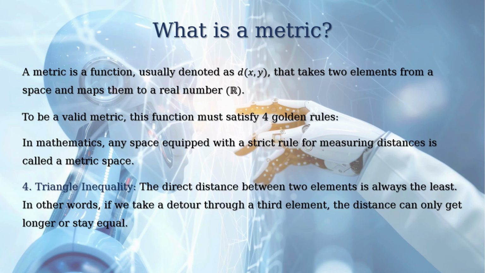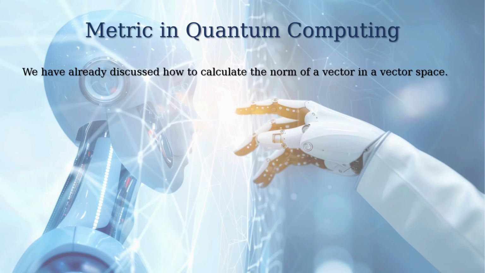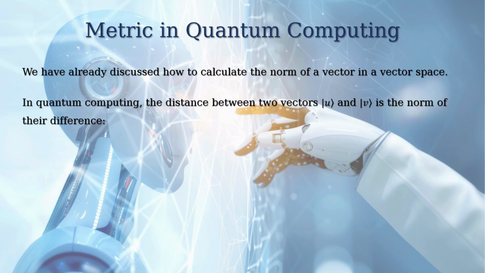And number 4 is triangle inequality. The direct distance between two elements is always the least. In other words, if we take a detour through a third element, the distance can only get longer or stay equal. We have already discussed how to calculate the norm of a vector in a vector space. In quantum computing, the distance between two vectors |u⟩ and |v⟩ is the norm of their difference.